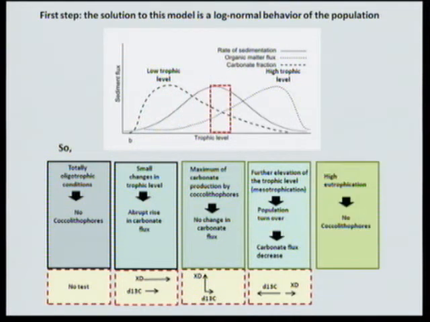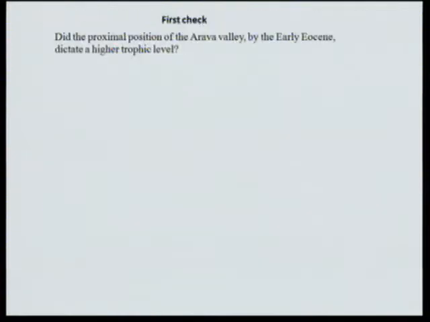We are here. And what will happen if we get to a high eutrophication? The answer is no coccolithophores anymore. No test. We can do nothing with this. We are somewhere here. So let's take these and make an implement on what we saw.